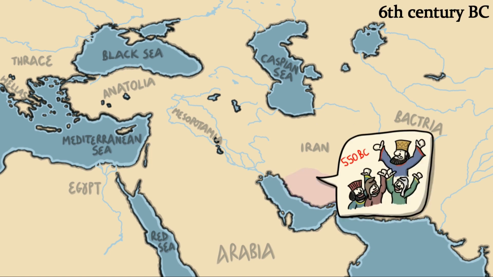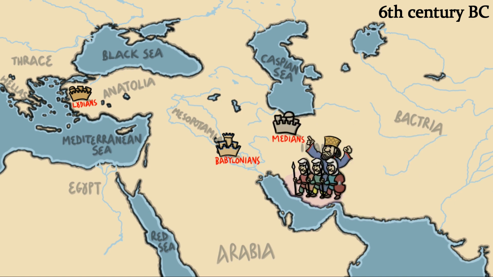Starting from around 550 BC, Cyrus the Great becomes king of the Persians, a nomadic Iranian-speaking tribe. At this point, his world is ruled by the major kingdoms of the Babylonians, Lydians, and Medians. Cyrus sets out to conquer various lands in Asia: first Media, then Lydia and Asia Minor, and then Babylon.